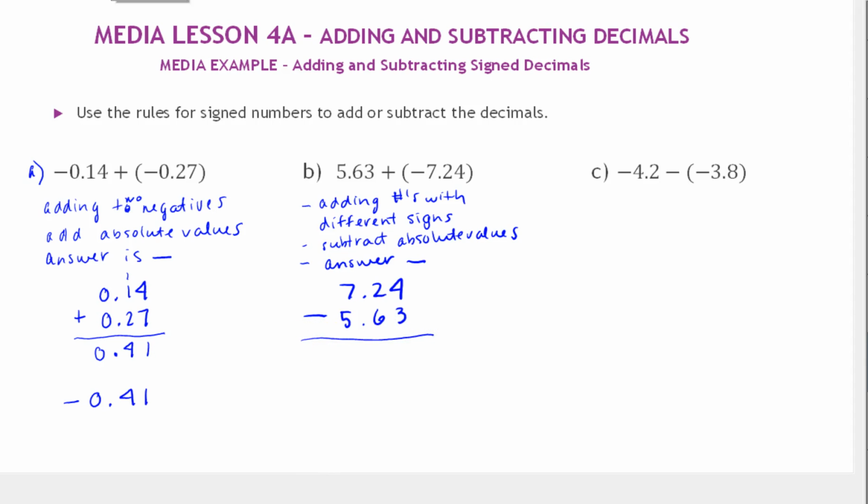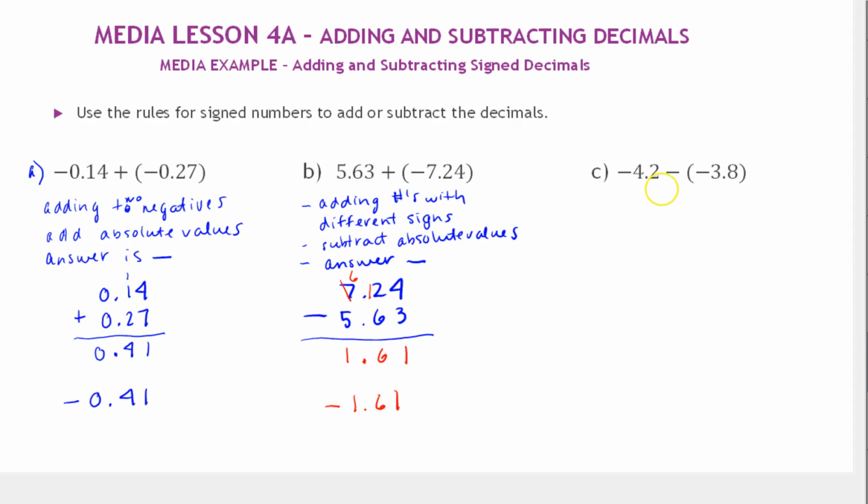Now let's find the difference. 4 minus 3 is 1. 2 minus 6, well, I'm going to have to borrow. 12 minus 6 is 6. Bring down the decimal, and 6 minus 5 is 1. So my answer is negative 1.61.